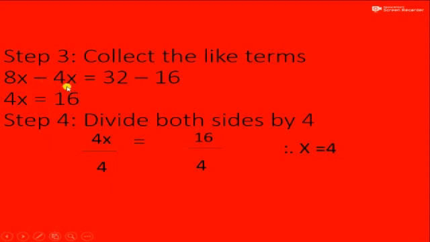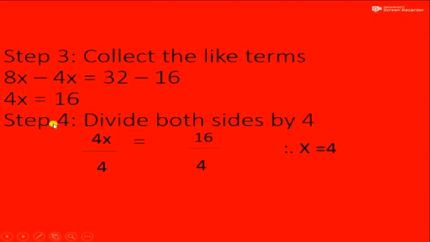We also have the constant numbers. On the left hand side we have plus 16, and on the right hand side we have plus 32. So when plus 16 is crossing the sign of equality to meet its partner, which is 32 on the right hand side, it changes to minus 16. Therefore we have 32 minus 16. Now 8x minus 4x will give us 4x, and 32 minus 16 will give us 16.